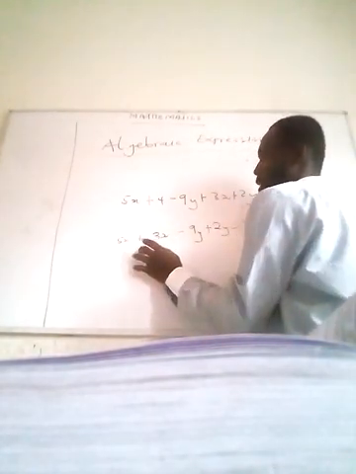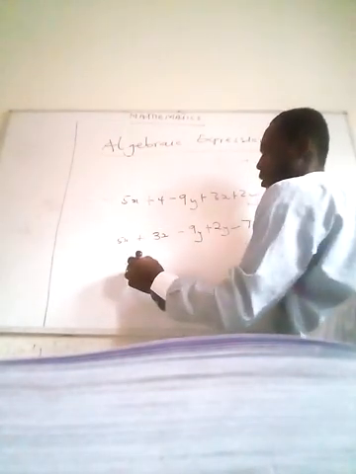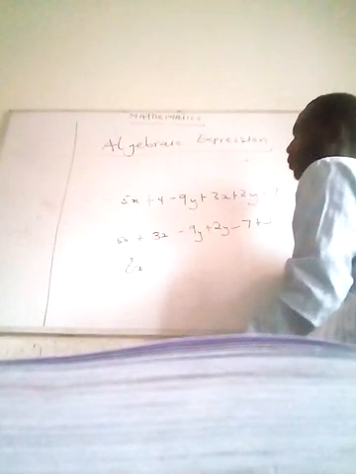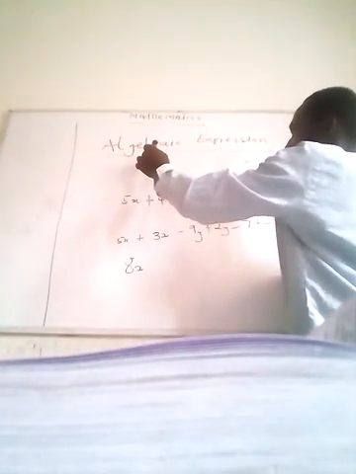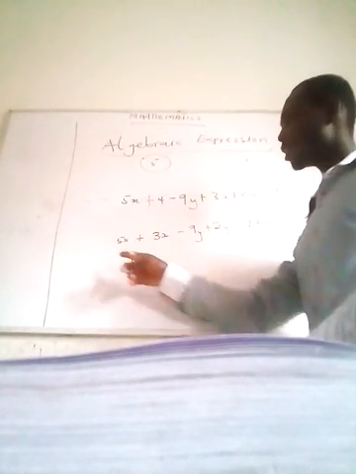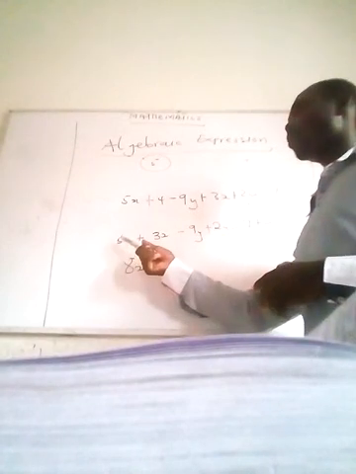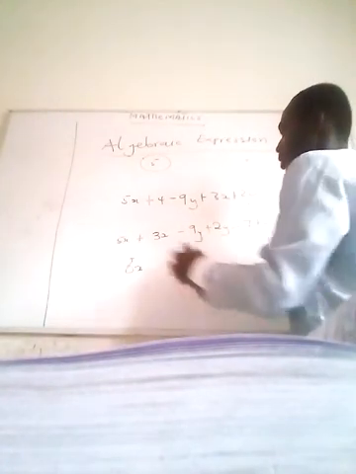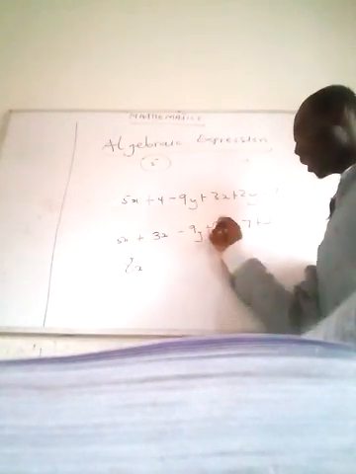5x plus 3x is 8x. When you write a number like this, and there's no sign attached to that number, it automatically becomes what? A positive number. That is why 5x becomes positive. So 8x. Now let's go to the y. We have negative 9y plus 2y.